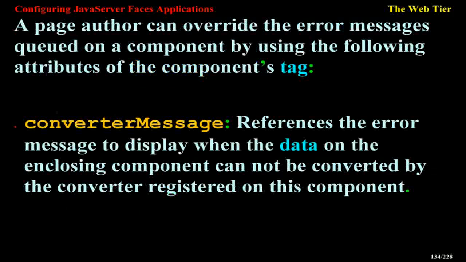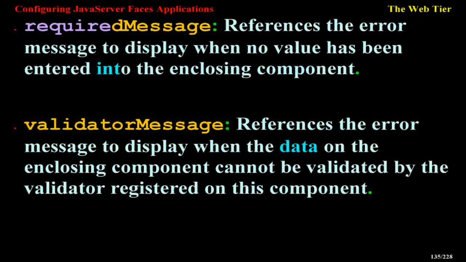A page author can override the error messages queued on a component by using the following attributes of the component's tag. converterMessage references the error message to display when the data on the enclosing component cannot be converted by the converter registered on this component. requiredMessage references the error message to display when no value has been entered into the enclosing component. validatorMessage references the error message to display when the data on the enclosing component cannot be validated by the validator registered on this component.